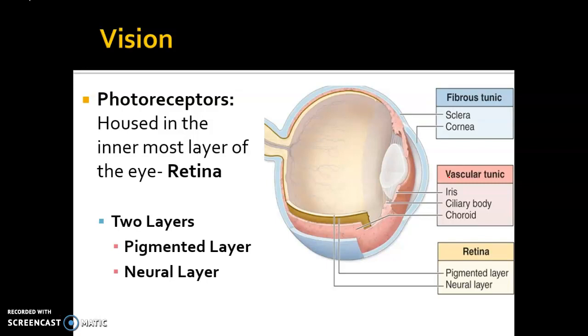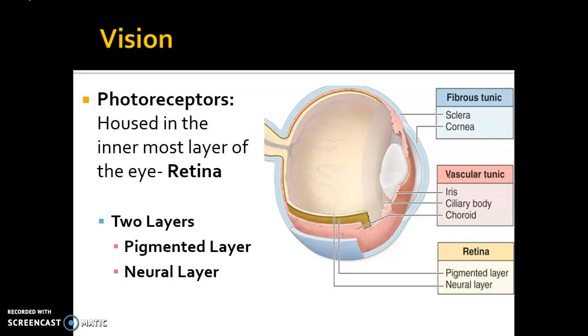We see that the external most layer is the fibrous tunic, and the fibrous tunic has two parts. Posterior 5/6 part is sclera and anterior bulging 1/6 part is cornea. I want you to remember that cornea is transparent and avascular. However, sclera is the white of the eye made up of dense, irregular connective tissue. Both sclera and cornea do not have any blood supply.